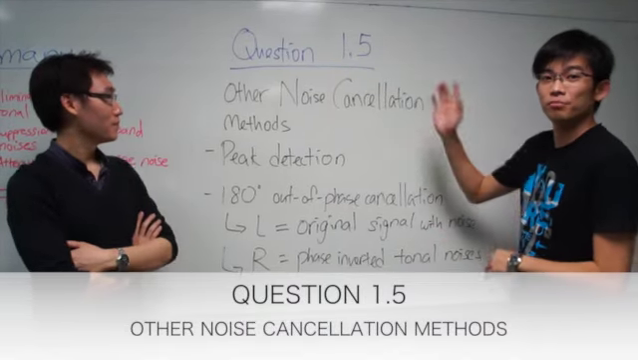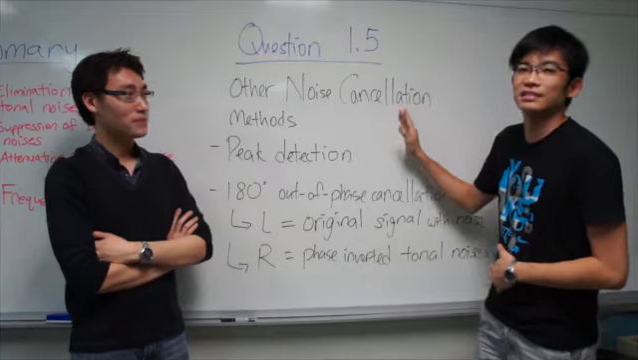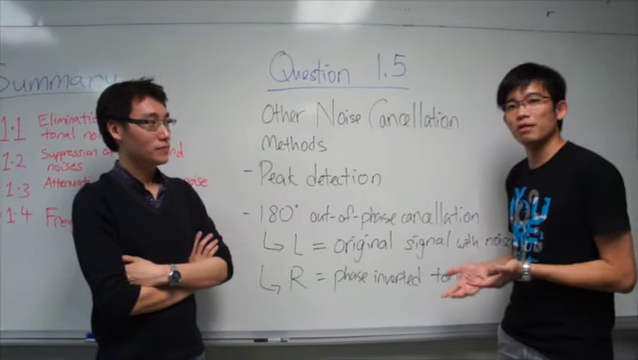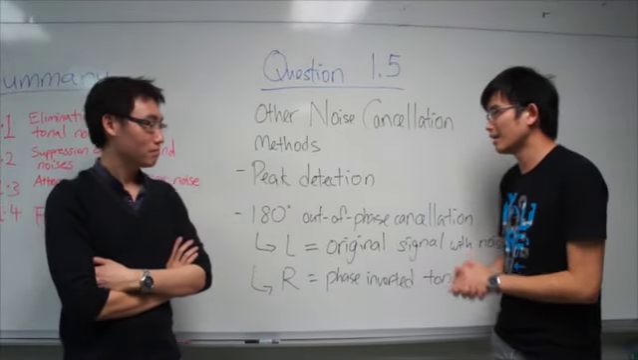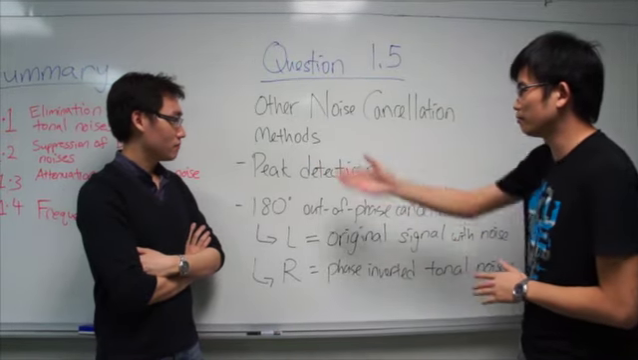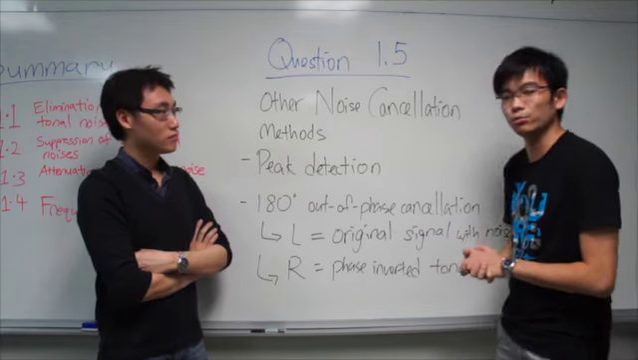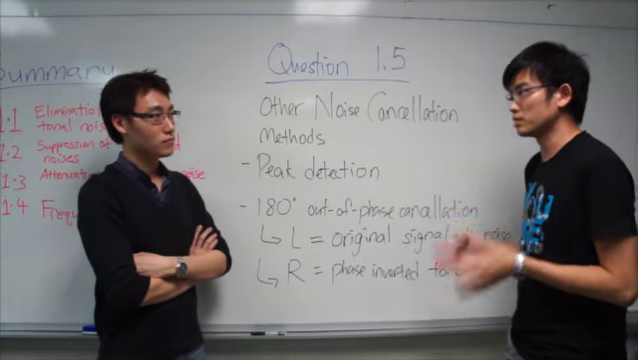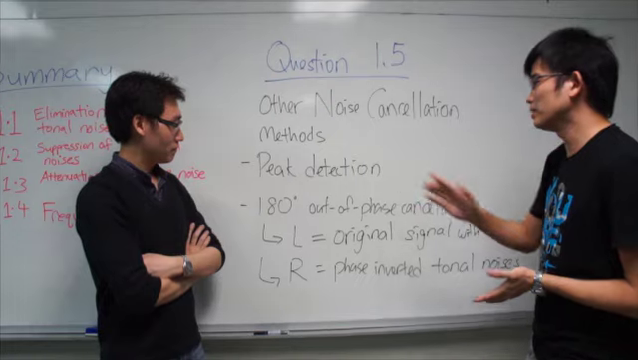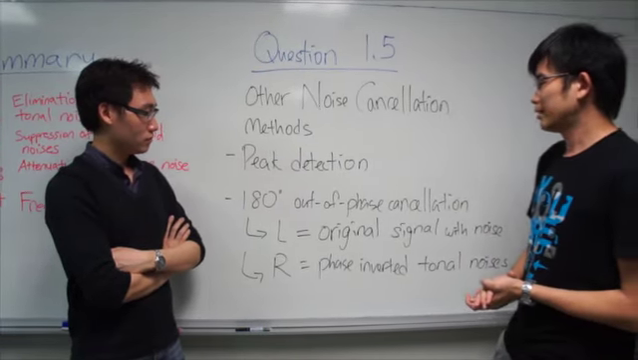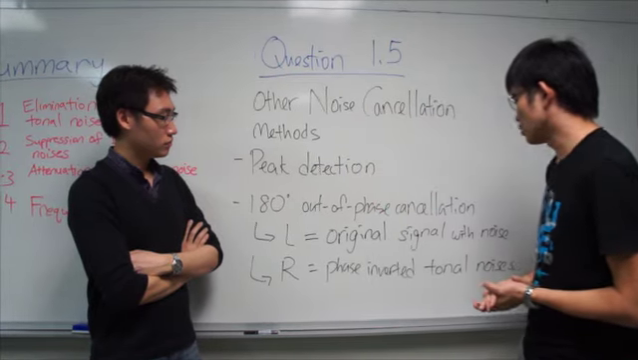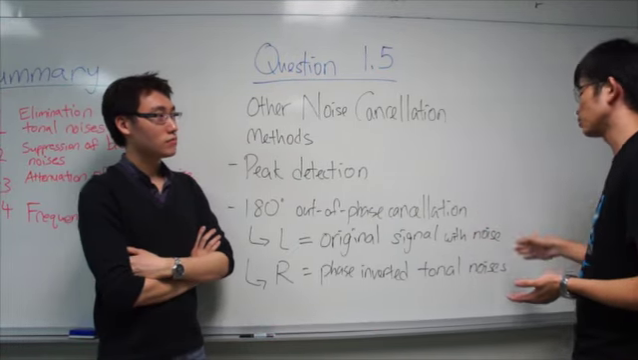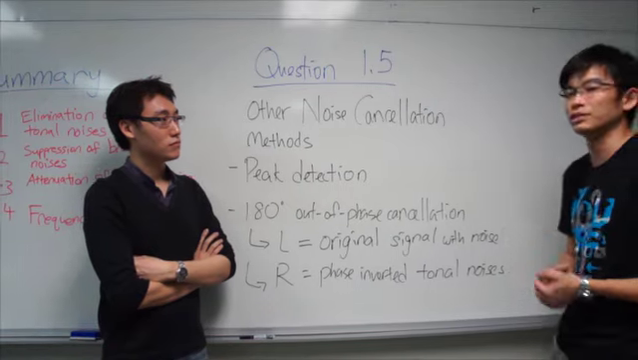Okay, lastly, for question 1.5, we are asked to investigate other noise cancellation methods whereby we do have some ideas in mind, but we couldn't implement into a prototype program. The ideas are such as peak detection, where we're thinking to use the LabVIEW program to do a peak detection on the spectrum itself. And also another method will be a 180-degree out-of-phase cancellation. The left channel will be used to generate the original signal with noise, and the right channel will be used to generate the phase inverted tonal noise to cancel out the noise in the original signals.